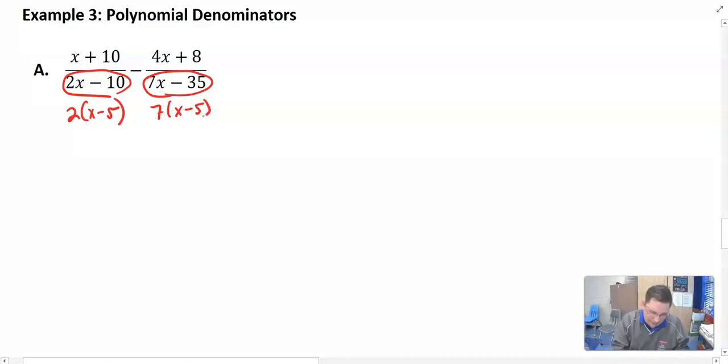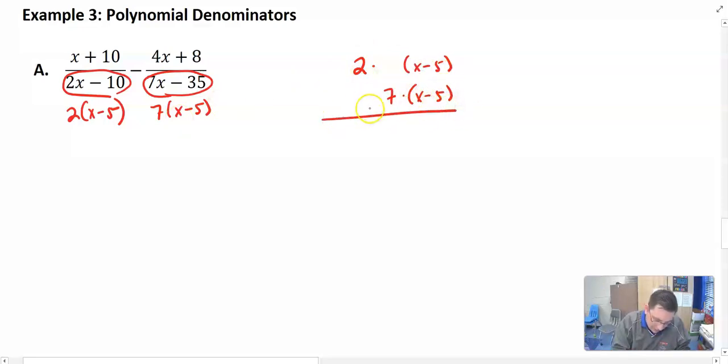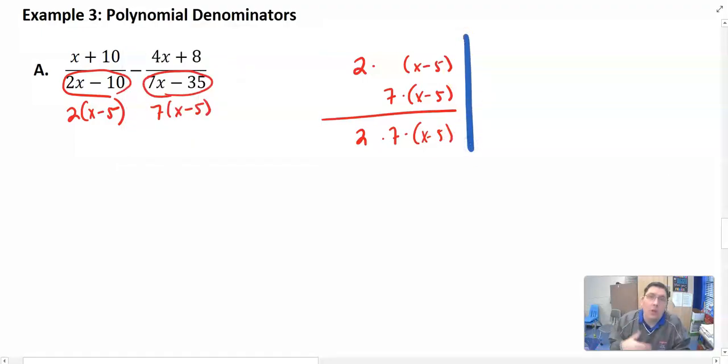And so when we write our list out over here, we've got the 2 times the x minus 5. And this one has a 7 times the x minus 5. And so what's going to fall through to get our common denominator? Well, we've got the 2, we've got the 7, and we've got an x minus 5. None of them have a power, so they just fall straight through with what they are. Okay. Now, we come back and we ask ourselves, now that we know what we need, what is missing from each of these lines?